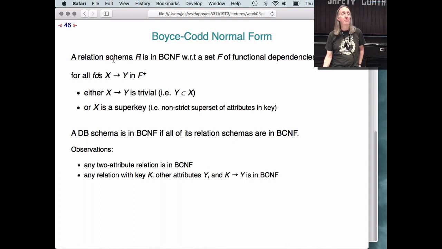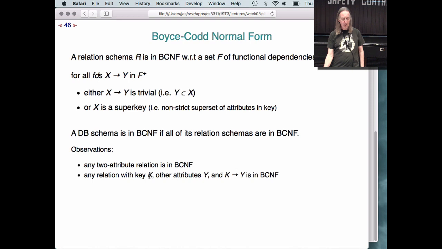So that's for one relation, and we say that the overall schema is in BCNF if all of the relations are in BCNF. Now, a couple of things that you can derive pretty easily from this: if you've got a relation that just has 2 attributes, it's going to have a functional dependency that says either A determines B or B determines A. Whichever one is on the left-hand side is the key, and therefore the whole key determines the rest of the attributes. So any 2 attribute relation is in BCNF.